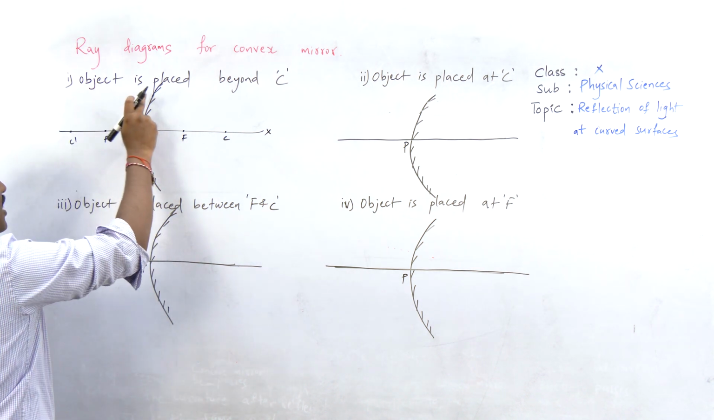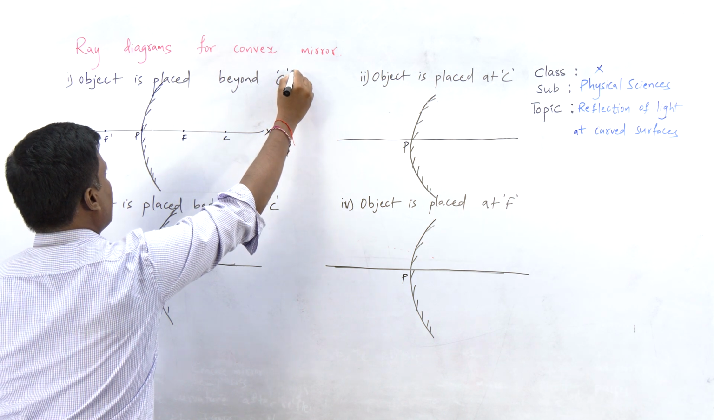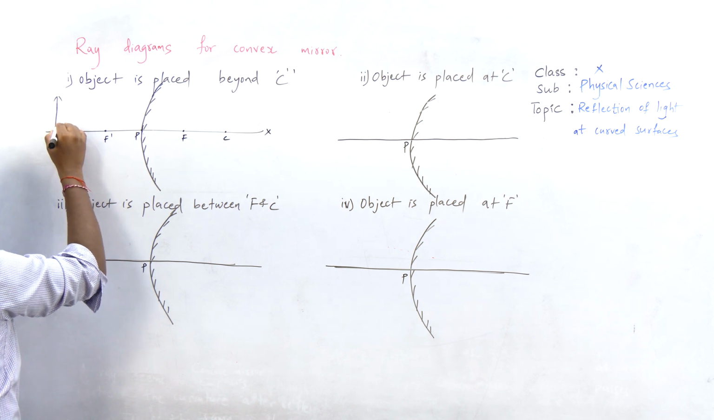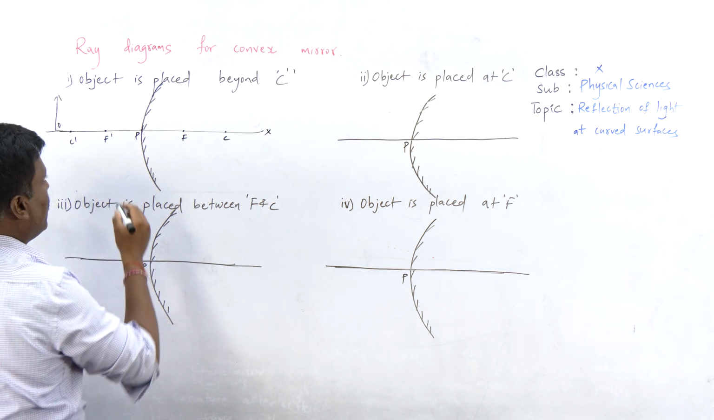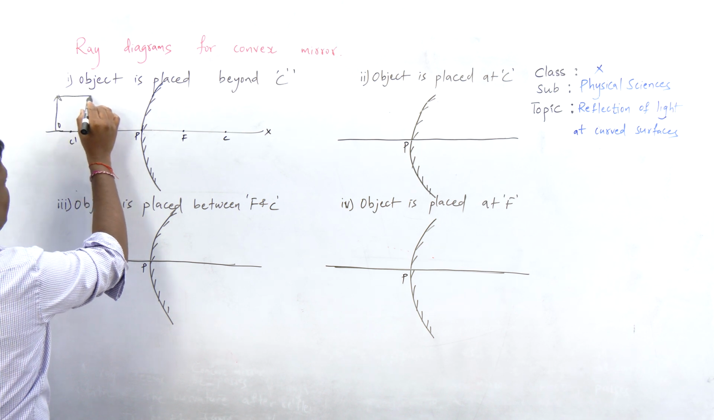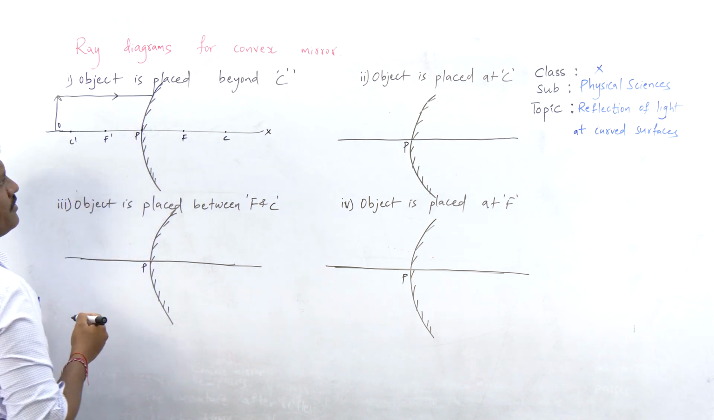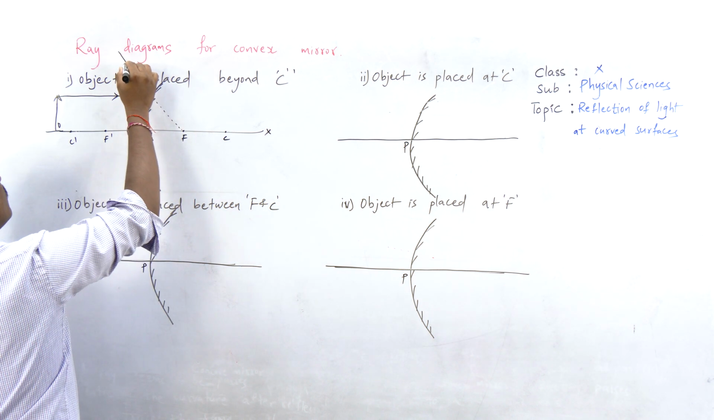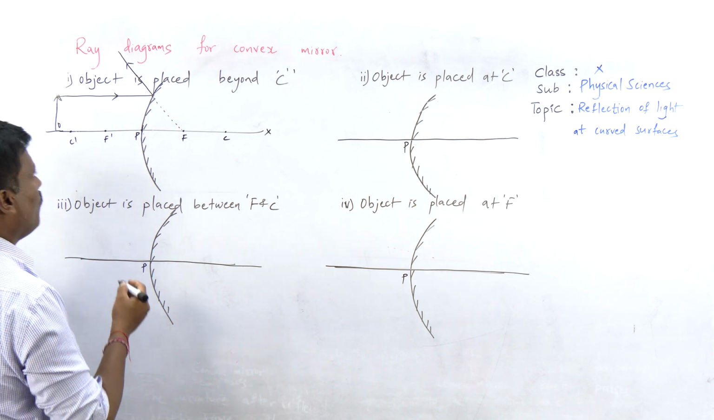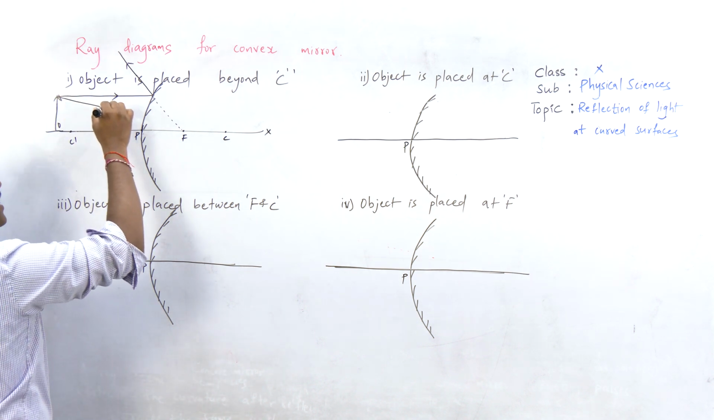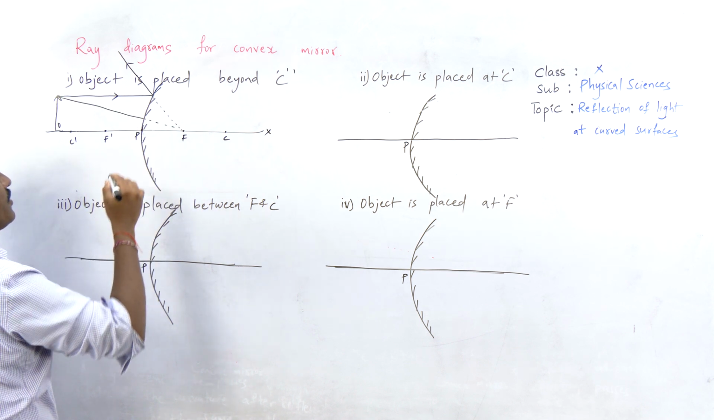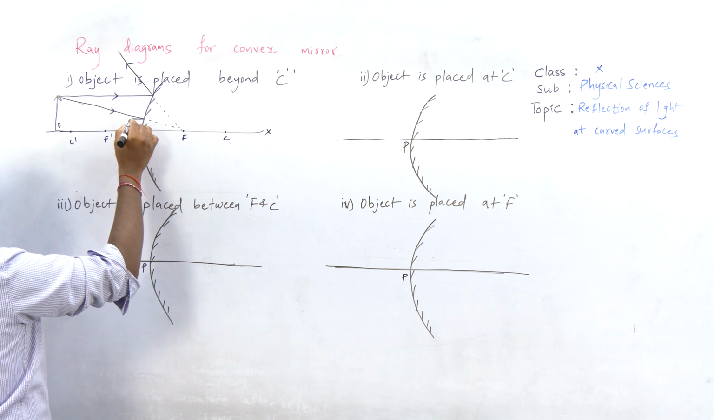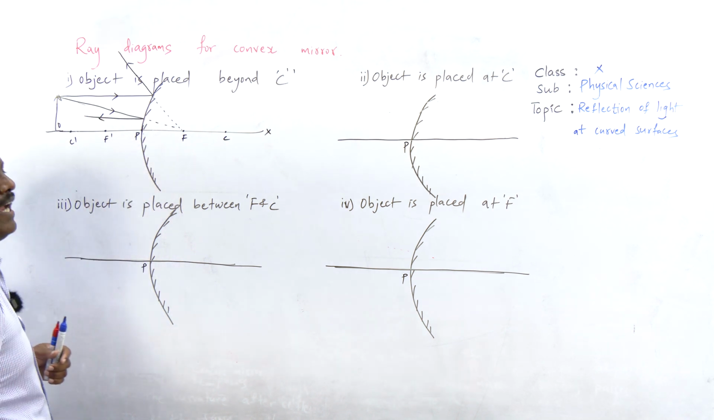Now, where should the object be placed? Beyond C dash, the virtual center of the curvature. This is my object. Object is placed here. What is rule number 1? A ray passes parallel to the principal axis. After reflection, it seems to diverge from the focus. This is rule number 1. What is rule number 2? A ray that seems to pass through the focus, after reflection, passes parallel to the principal axis.